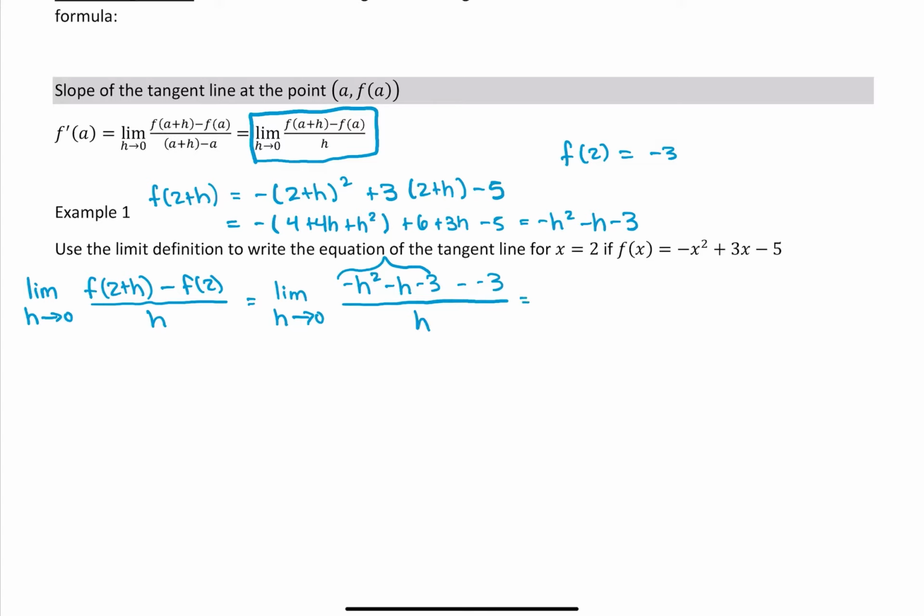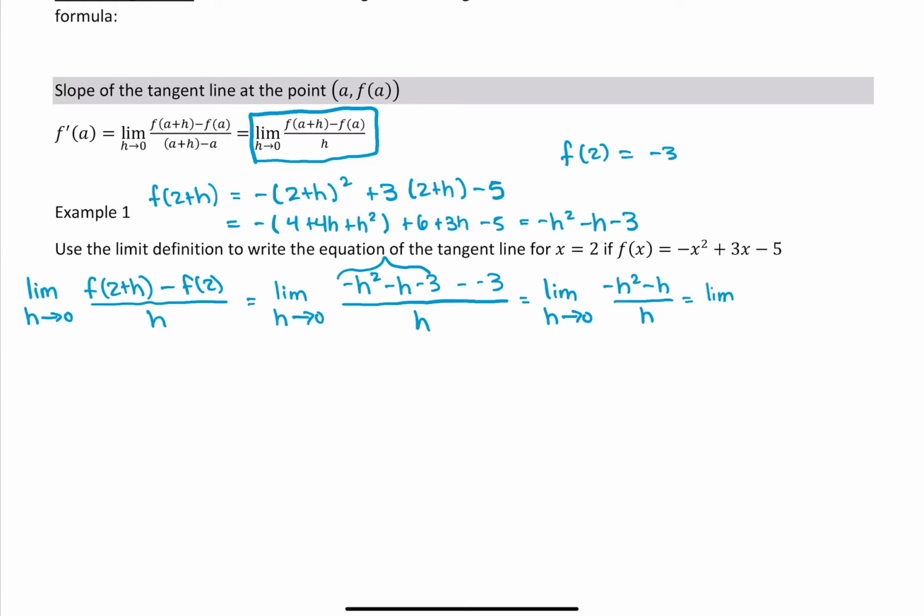What should happen if you've done this process correctly is that anything that does not have an h disappears or cancels out. So we get the limit as h approaches 0 of negative h squared minus h, because negative 3 plus 3 is 0, divided by h.